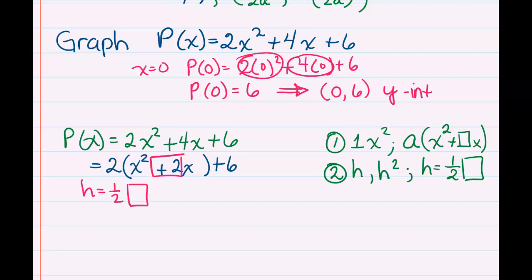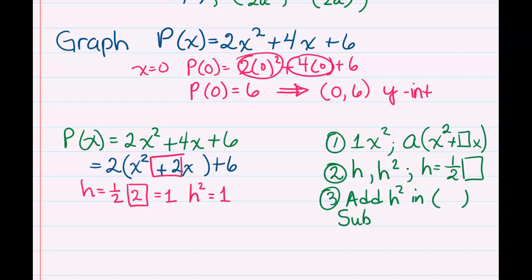And what's in front of the x is a 2, and half of 2 is 1. And we know h squared is 1 times 1, which is 1. So we've done that. Step 3 is the hardest part, which is to add h squared in our parentheses, and we need to subtract, because we need to undo it. We need to subtract a times h squared on the outside. So let's see if we can do that.